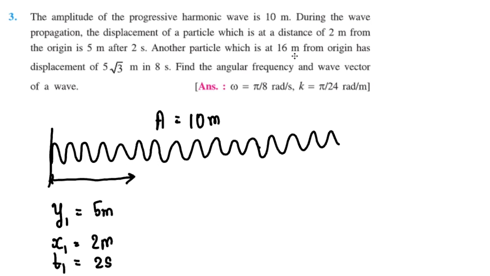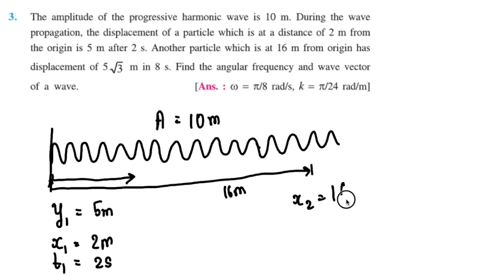Another particle which is at 16 meter from the origin, that means my x2 is equal to 16 meter, that is my second case. My y2, the displacement, is 5 root 3, and my time t2 is equal to 8 second. Here note down, amplitude remains the same for both cases. Here also amplitude a will be 10 meter. We need to find out angular frequency and wave vector.